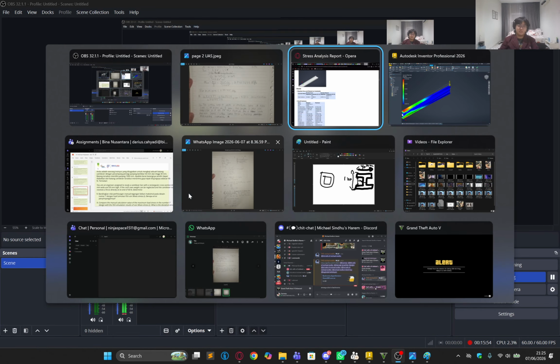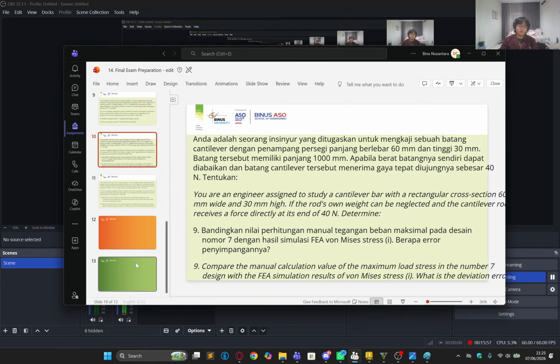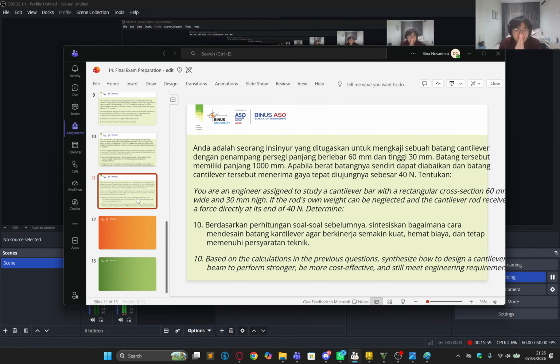And then question number 10. Based on the calculation in the previous question, synthesize how to design a cantilever beam to perform stronger, be more effective, and still meet engineering requirements. So, like we discussed before, the calculations. The formula for rectangular areas is 1 over 12 times the width times height raised to the power 3.